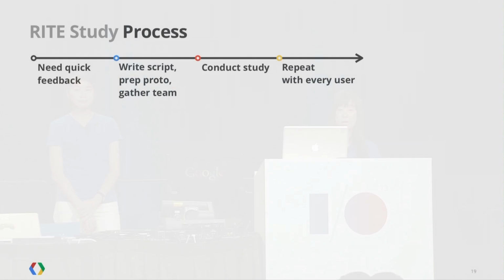Here's a common process for the RITE study. Starting with a research question from the team, such as, well, I really need to get quick feedback on this. And the UX researcher maybe puts together a brief script and conducts a study. I mean, this portion is very similar to traditional usability studies. It's different because the interface changes of the prototype will be immediately available after each user. Therefore, this cycle repeats itself.